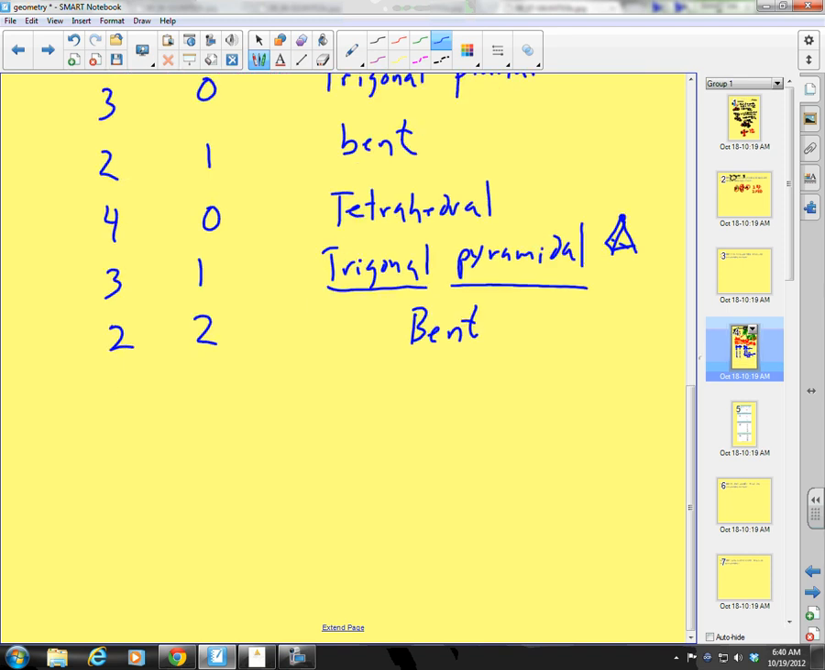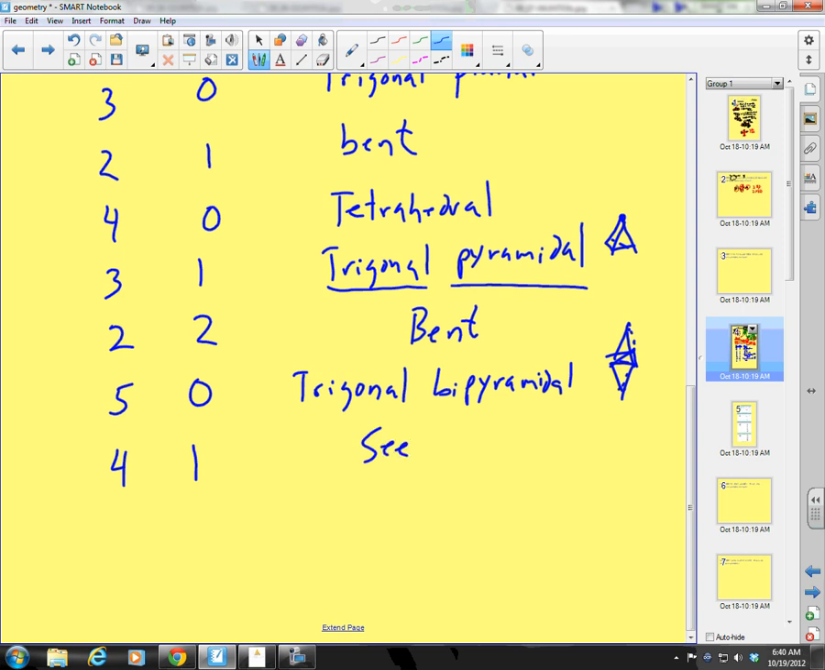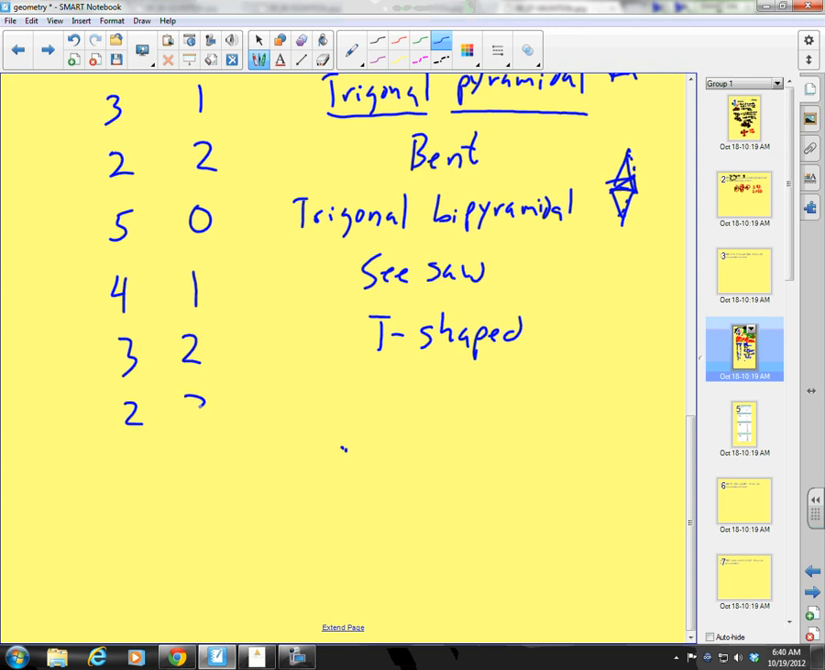Moving forward, we go to 5, 0. This is trigonal, another triangle, right? Trigonal bipyramidal, which would mean I take that pyramidal base, point up, point down. There you go. 4, 1. This is what we call a seesaw. 3, 2. T-shaped. 2, 3. Linear.